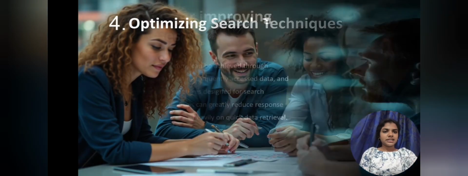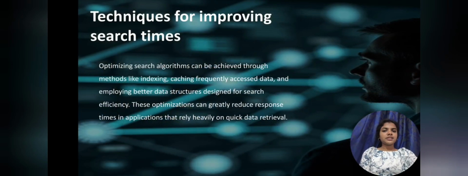Optimizing search techniques. Techniques for improving search times. That is, if we have to search for a particular element, we need to figure out which types of search methods to use. That's the main task. Optimizing search algorithms can be achieved through methods like indexing, caching frequently accessed data, and employing better data structures designed for such efficiency. These optimizations can greatly reduce response times in applications that rely heavily on quick data retrieval.